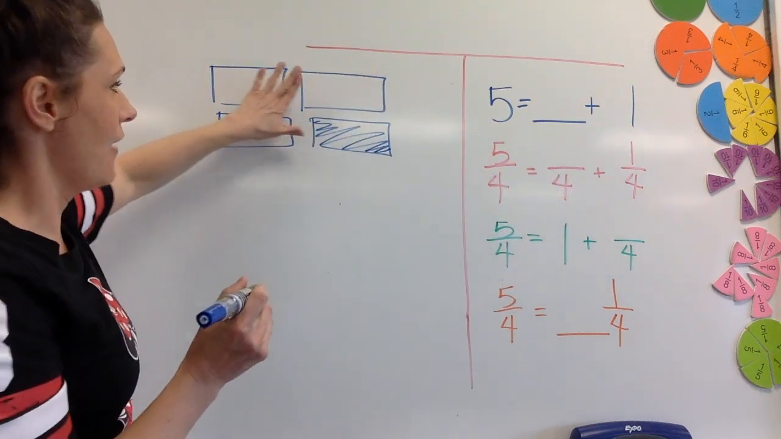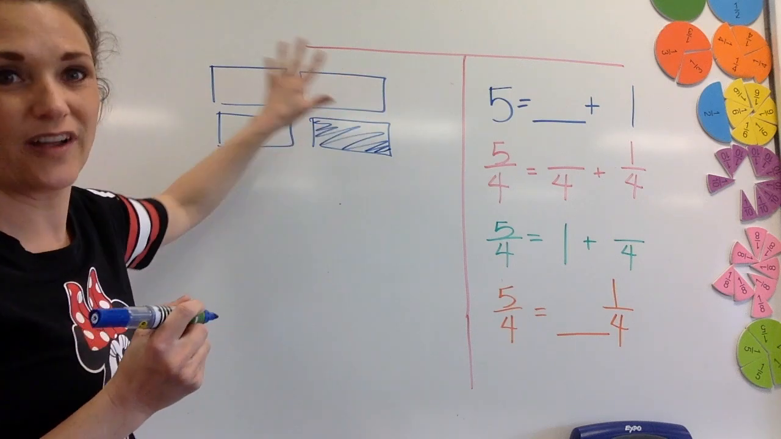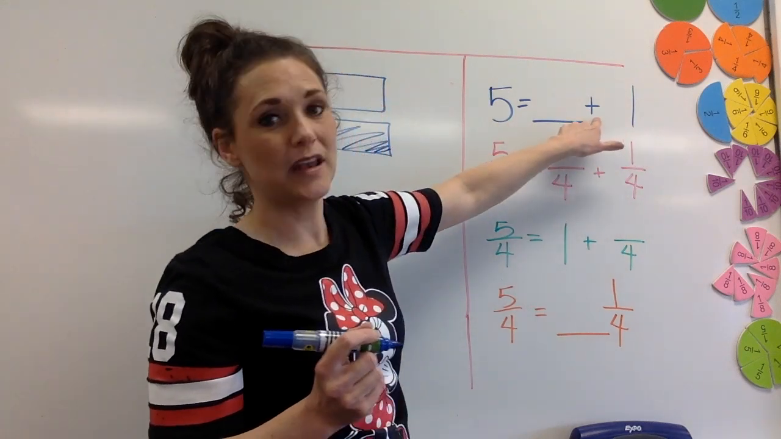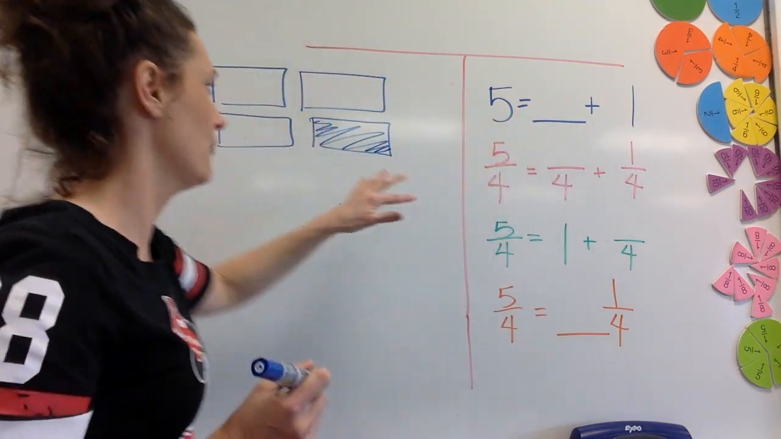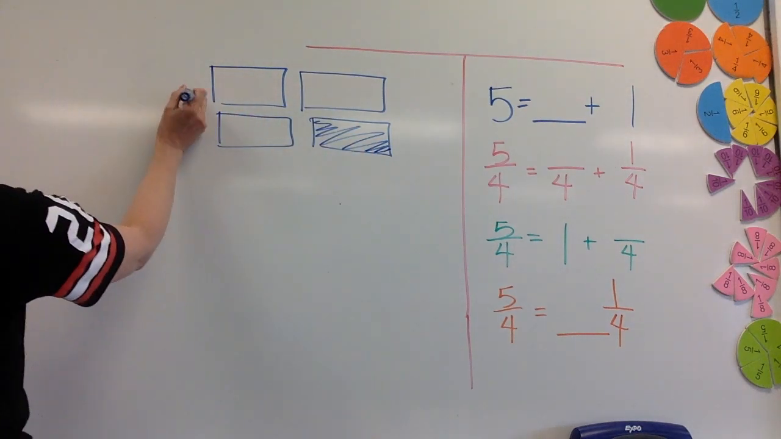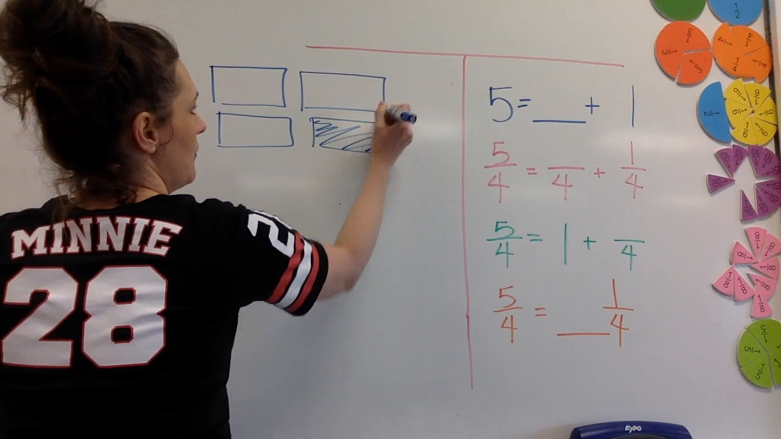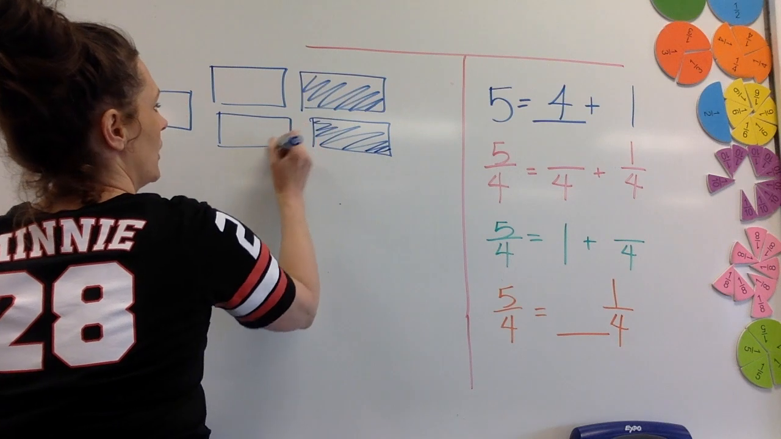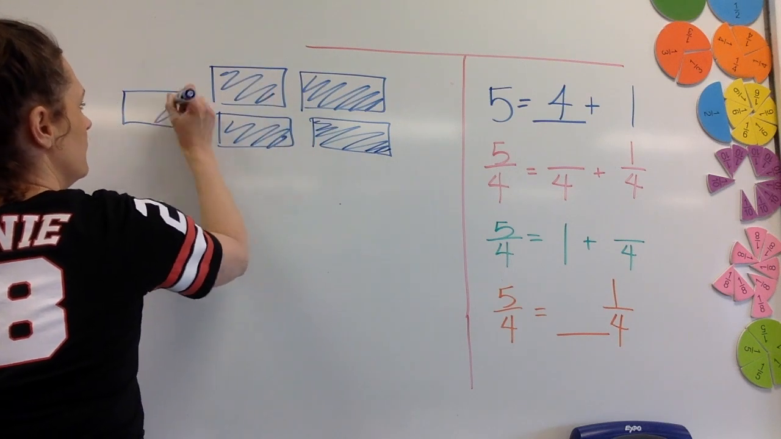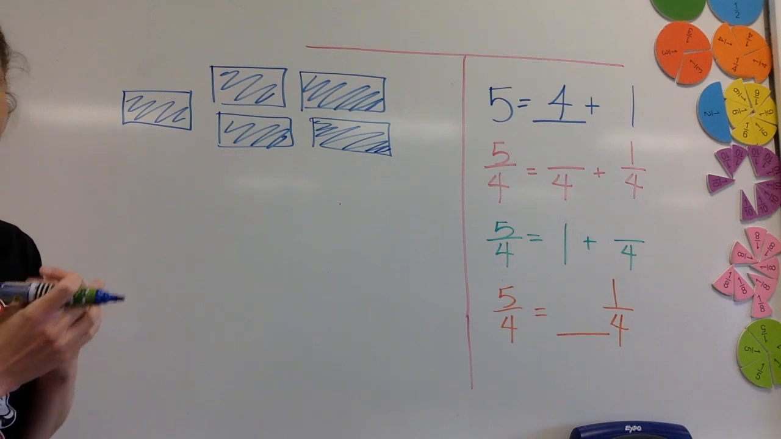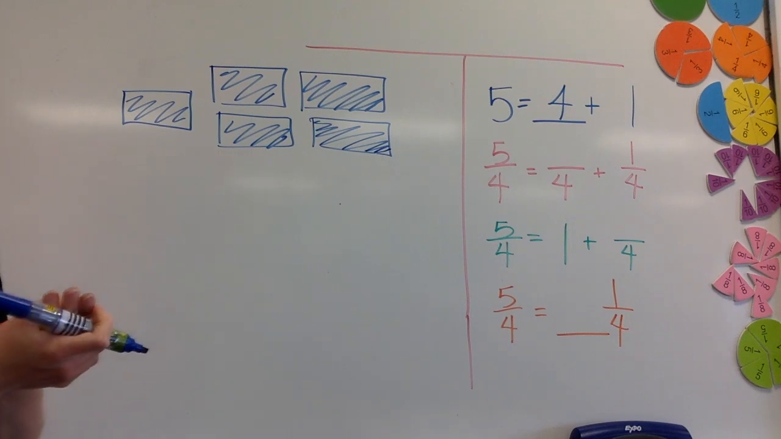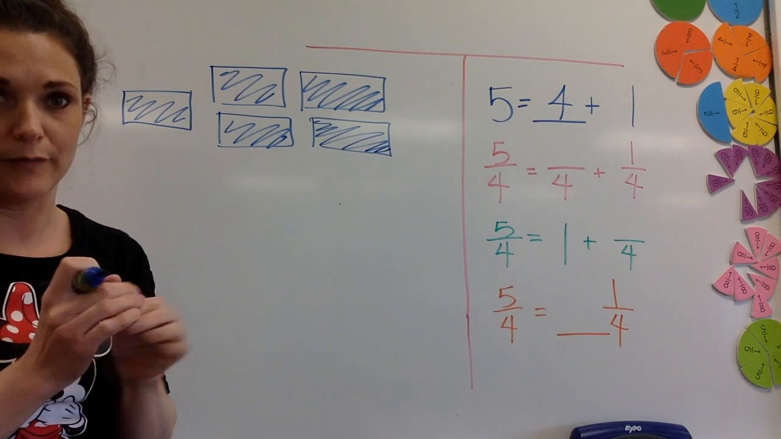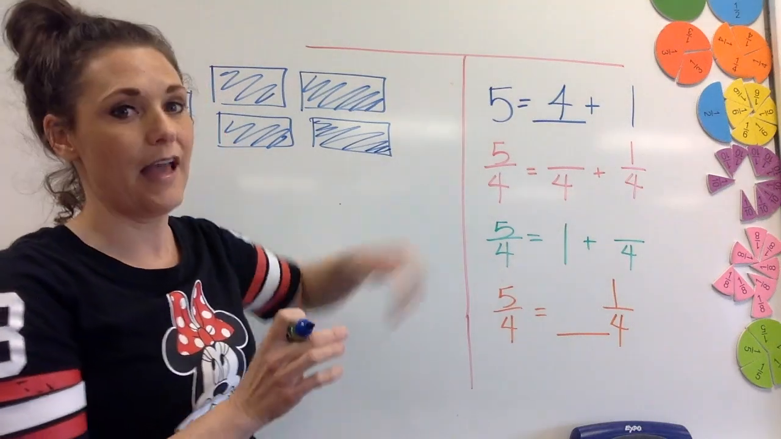and I need to have 5 total. So I've got 1, that's my 1, and how many more do I need to draw to have 5? Well, 2, 3, 4, and then 5. So I could say 4. I need 4 more. 1, 2, 3, 4. Okay, and if we thought of this as a fraction, we could probably write that as a fraction, but we're going to leave this as a whole number for now. And then right here, 5/4.